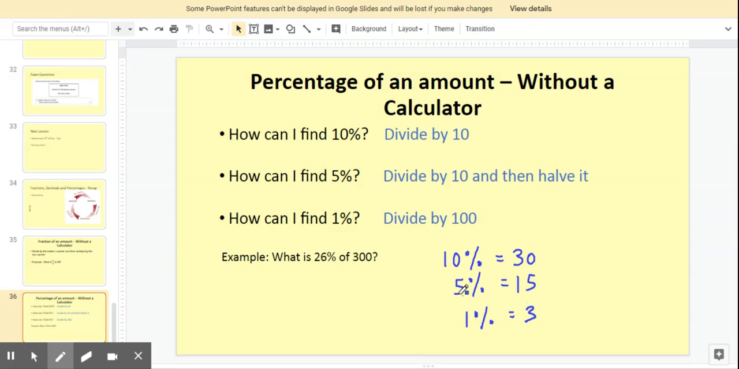And then I can use these building blocks to get to 26%. So if I know that 10% is 30, I can multiply that by 2 to get to 20%. So timesing 30 by 2 will get me 60. And then I need to make up the 6%. So I know 5% is 15, 1% is 3. So I could add these two together for my 6%. It's going to be 18. And then if I want to find 26%, 20% plus 6% is going to give me 26. So 26% is going to equal 78.